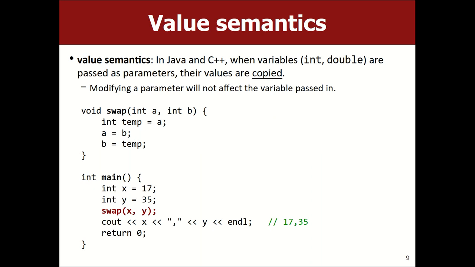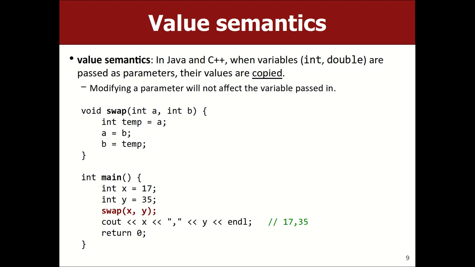I want to talk about how parameters work in a little bit more detail, because C++ has some differences from other languages. So there's a concept that you might not know the name for, but you probably implicitly understand. It's called value semantics, which means when you pass a parameter, what you're really doing is you're passing a copy of the value of that parameter.